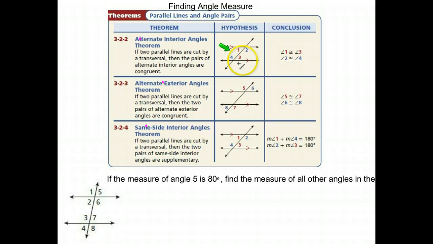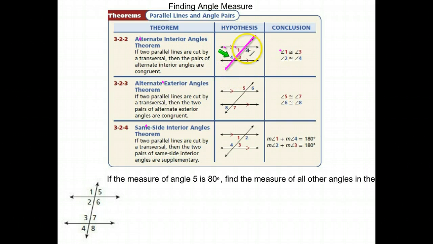Okay, so that's why these are labeled. They're on opposite sides of the transversal. So here's my transversal. 1 is to the left, 3 is to the right. They're diagonal from one another. The postulate says that those are also congruent. So alternate interior angles are congruent.